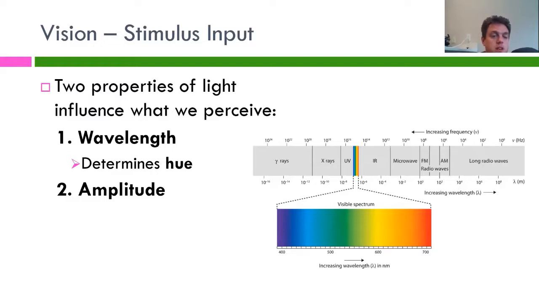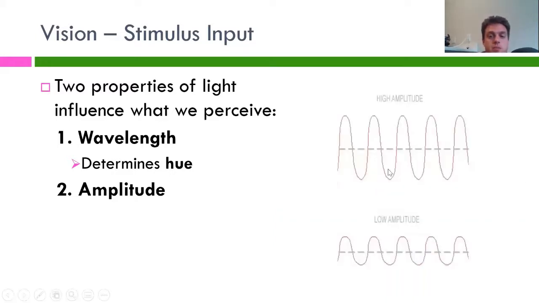Another property of the waves that's going to affect what we perceive is the amplitude. By amplitude, we mean how high or low are the waves going to travel. So over here is high amplitude. You notice how high and low it goes. Over here is low amplitude. That's going to determine what's referred to as intensity.